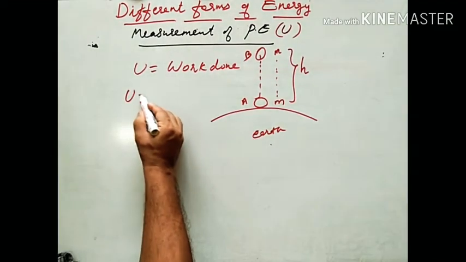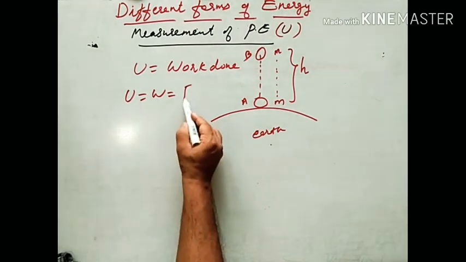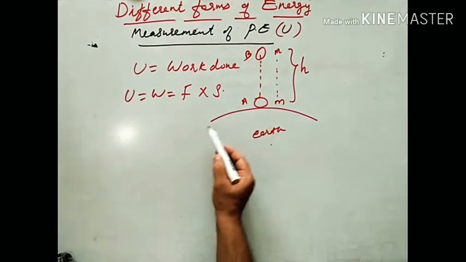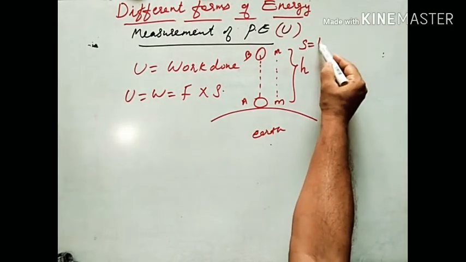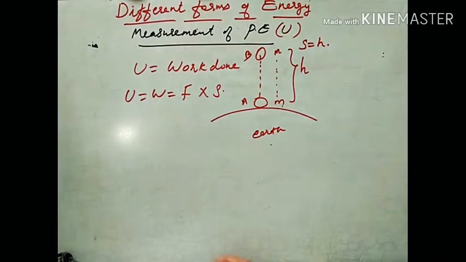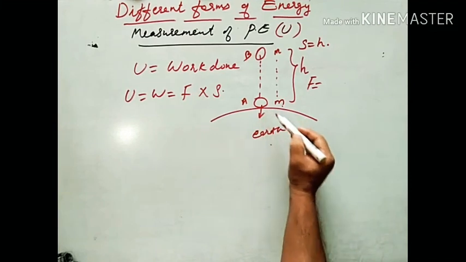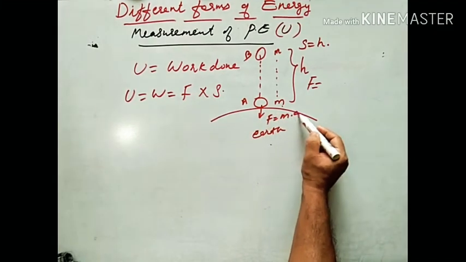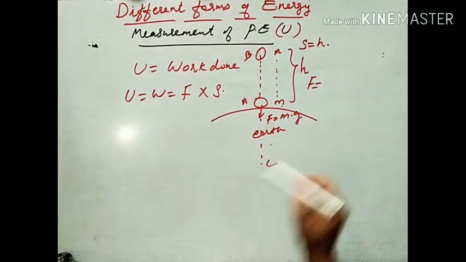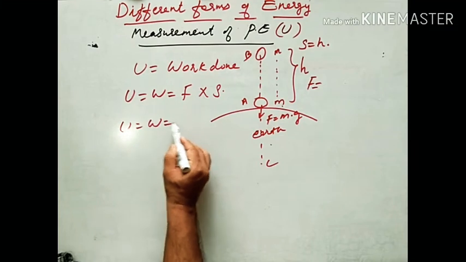It can only be measured in terms of work done. So U is equal to W. What is the formula for work done? Force into displacement. Here, what is the displacement? It is equal to h, from A to B through vertical displacement. And what is the force? Force acting on this body, F is equal to mg, that is the gravitational pull which is directed towards the center of the earth.